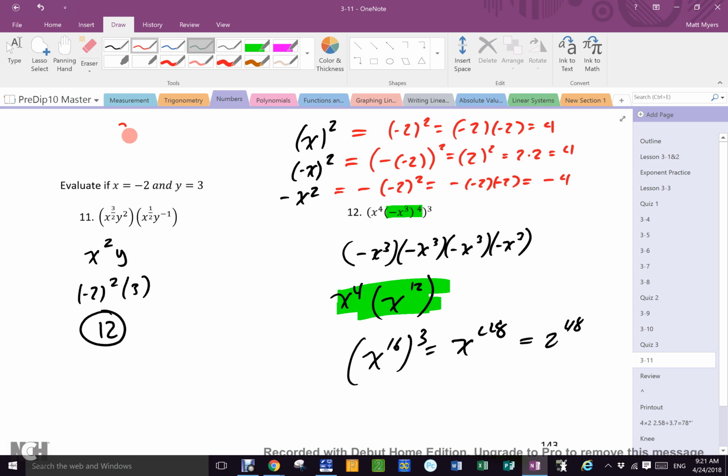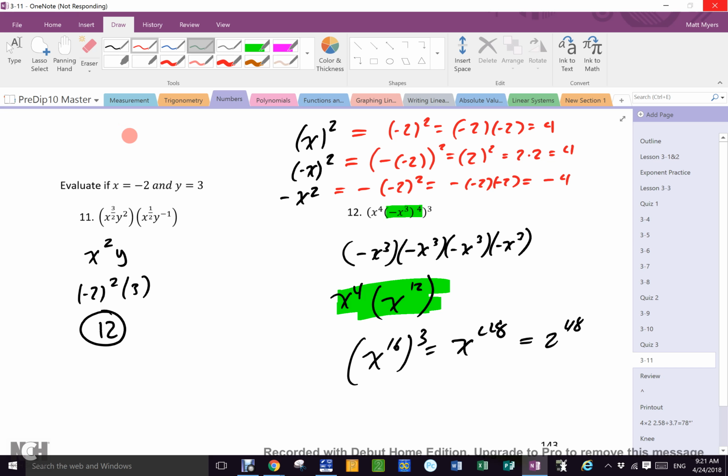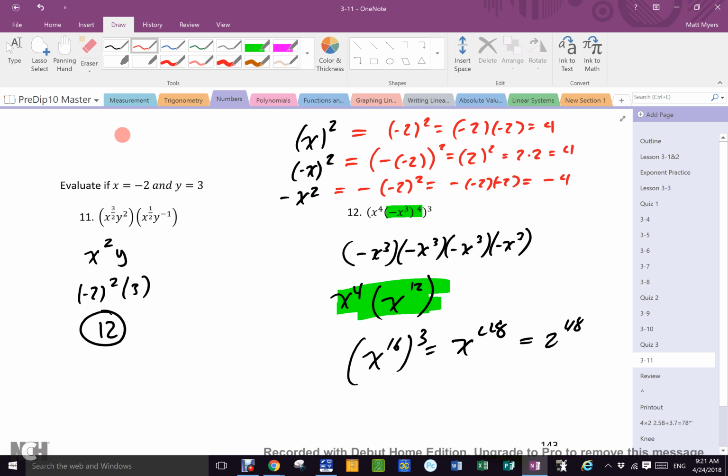These two, because they have even exponents, are the exact same thing. But x cubed and negative x cubed, that would be negative 2 times negative 2 times negative 2, which would be negative 8. This is negative 2 times negative 2 times negative 2, which is 2 times 2 times 2, which is positive 8.